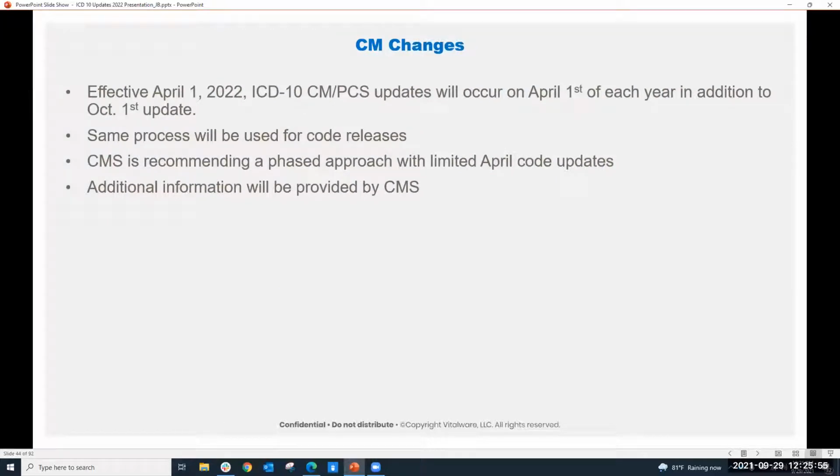And then I just wanted to share that effective April 1st, 2022, ICD-10-CM PCS updates will occur on April 1st of each year, in addition to the October 1st update. It's going to be the same process that's used for the code releases. CMS is recommending a phased approach with limited April code updates. So keep an eye out for that change. They should be providing more information.